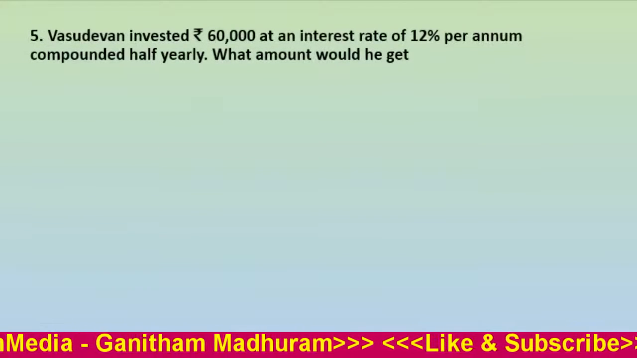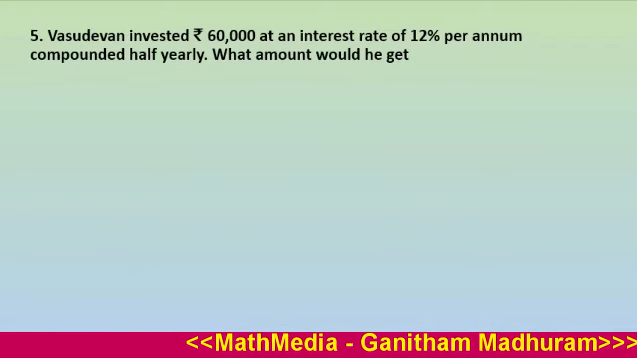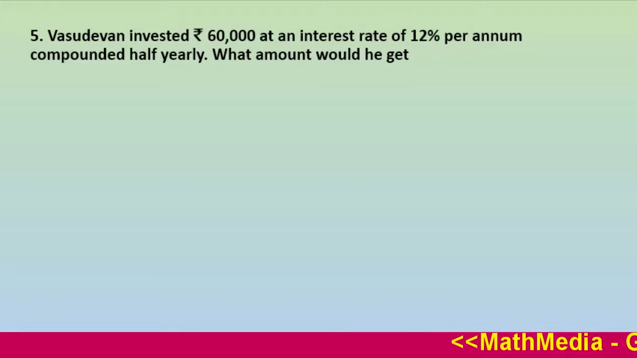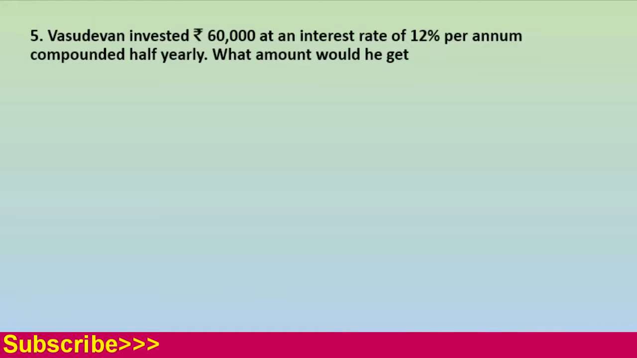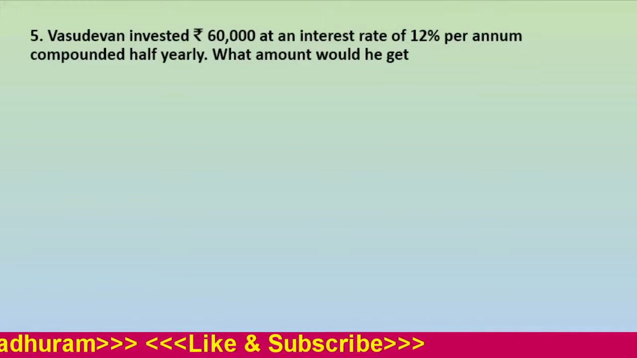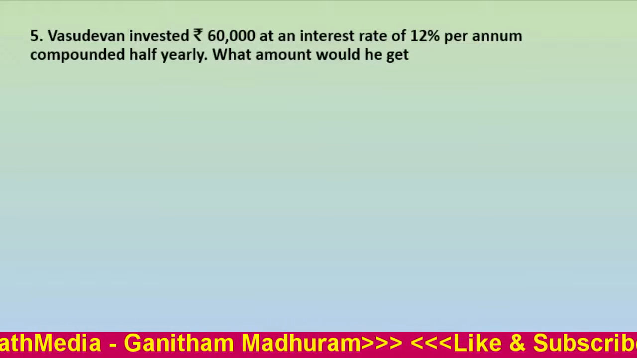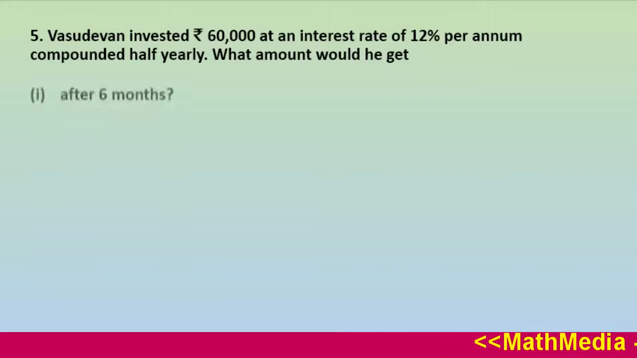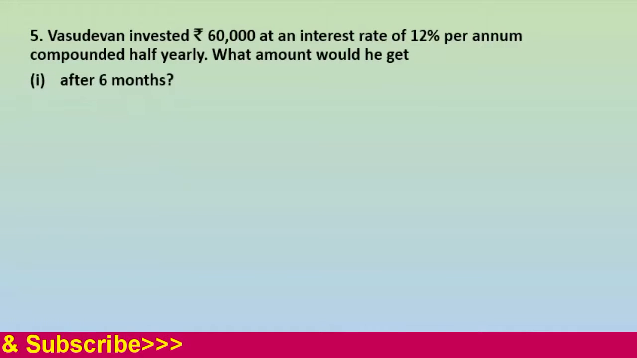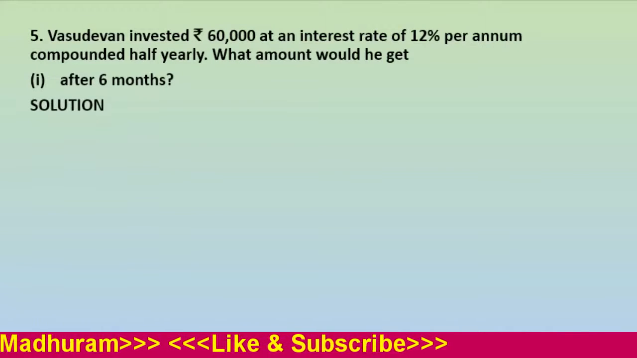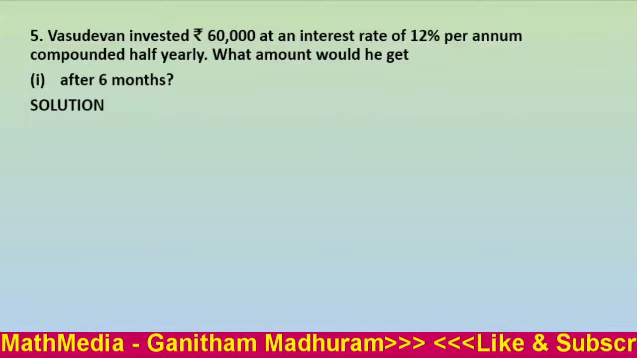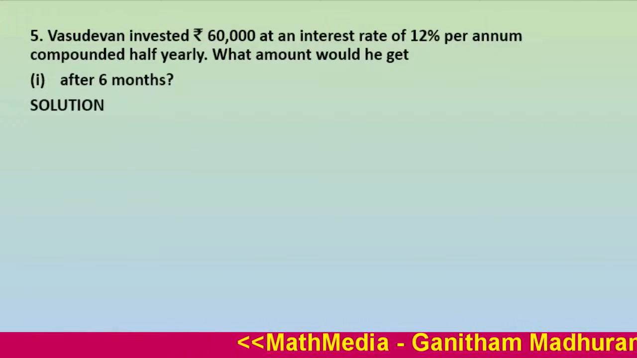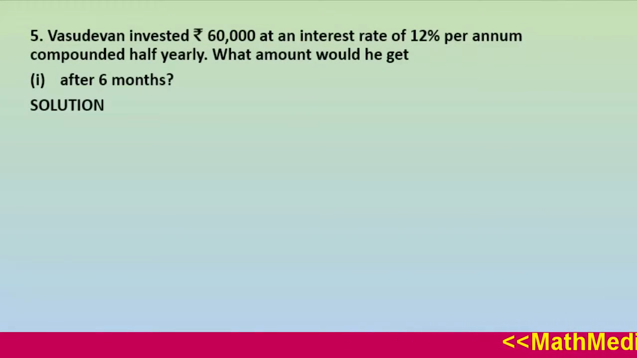Now we move to question number 5. Vasudevan invested rupees 60,000 at an interest rate of 12% per annum, compounded half yearly. What amount would he get after 6 months and after 1 year? Two subparts are there. First we can solve what amount he would get after 6 months.